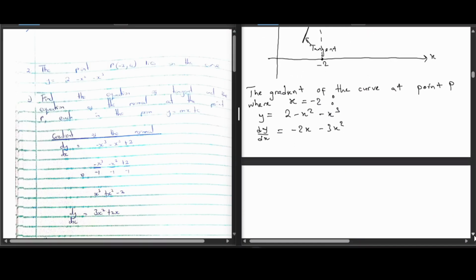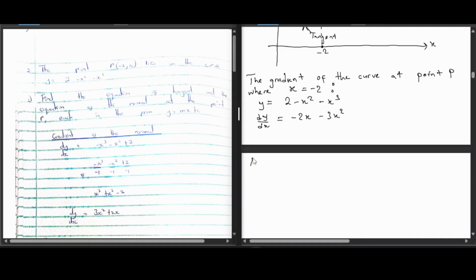But now that we have the gradient function, we want to know, at x = -2, what dy/dx is equal to. So dy/dx here is equal to -2 multiplied by, what is x? x, into -2.